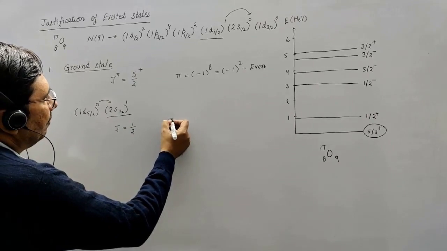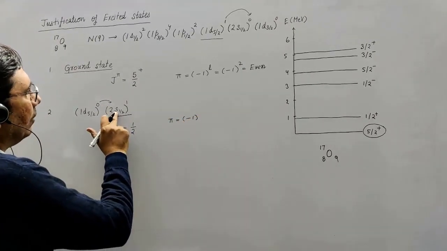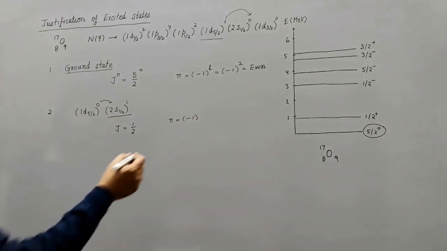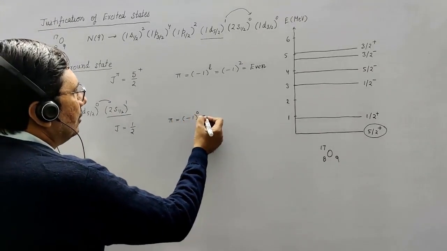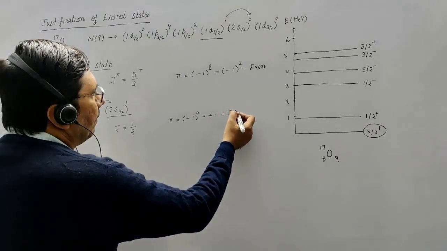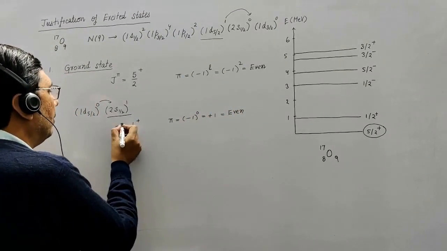What will be the parity? Parity will be equal to (-1)^L. For the s subcell, the L value will be equal to 0. So I am going to write here (-1)^0 is equal to plus 1. So it will have even parity, and it will be 1/2 plus.